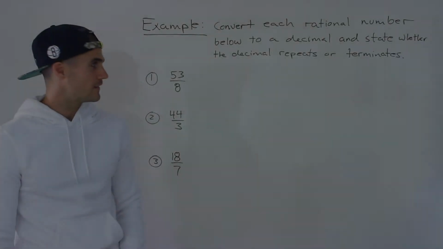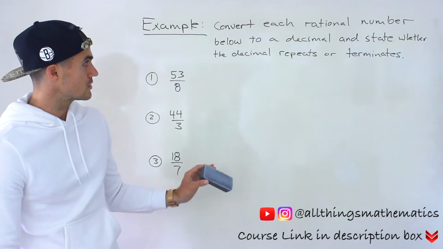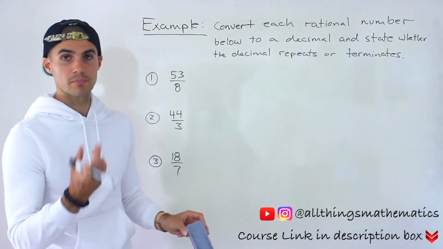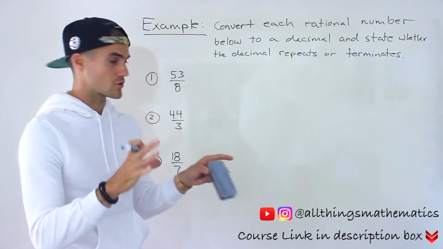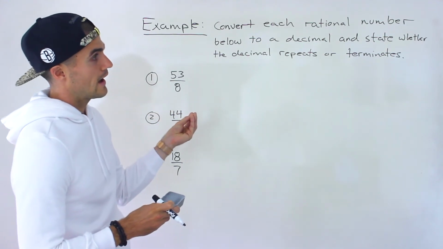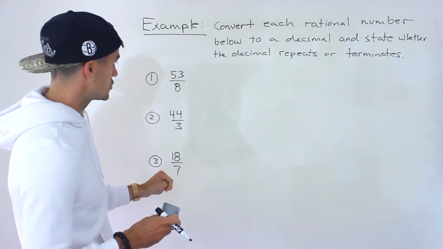Welcome back, everyone. In this next video, we're going to take each of these rational numbers here, convert them to a decimal, and then state whether that decimal repeats or terminates. So remember, from the numbers overview video, a rational number can basically be written as a fraction of integers. Notice these are all fractions of integers.